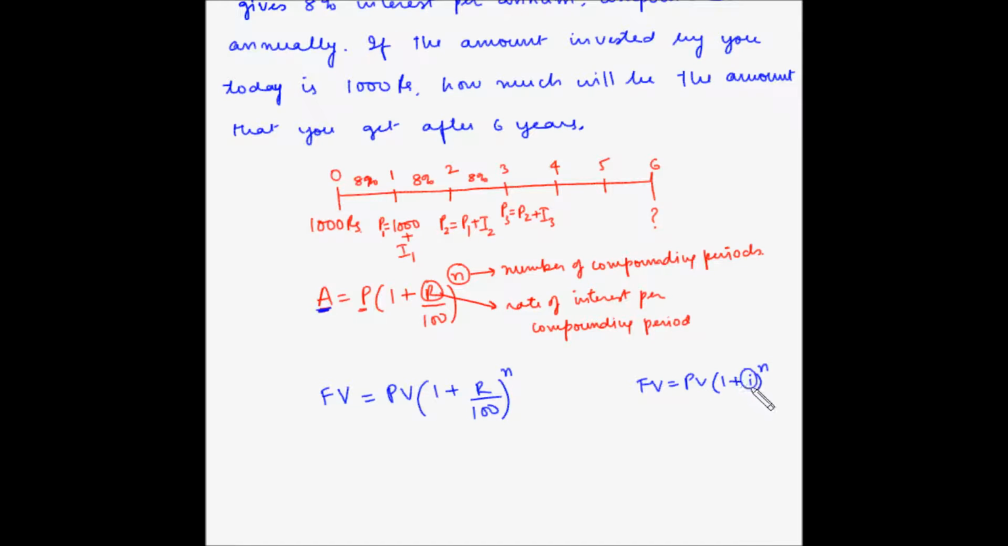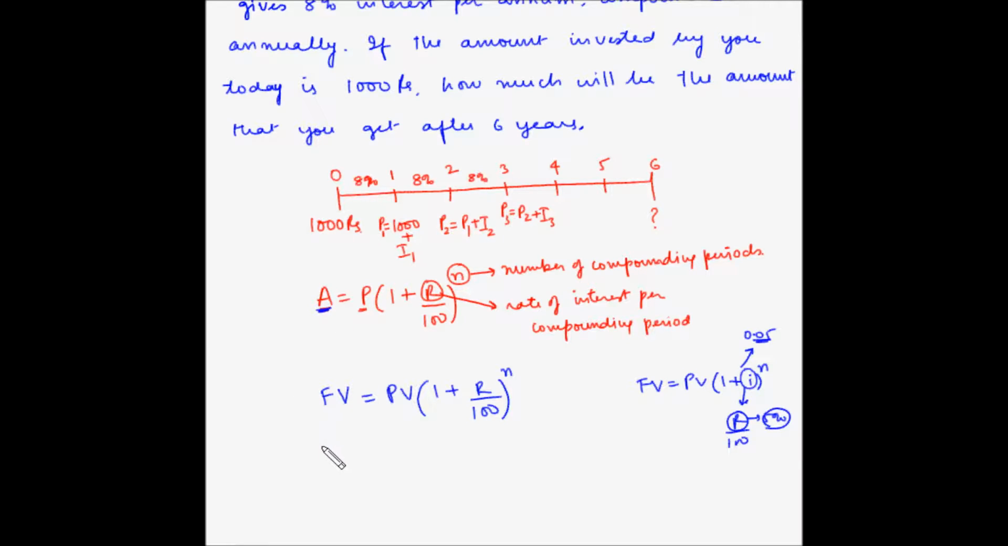Here I is nothing but rate divided by 100. So if it is 5%, R is 5%, then they use I as 5 divided by 100, which is 0.05. So it's the same thing, same concept. So now let's plug in the values that we have been given in this example.